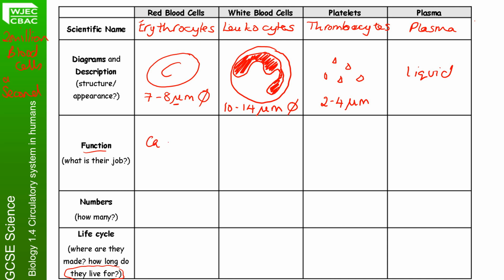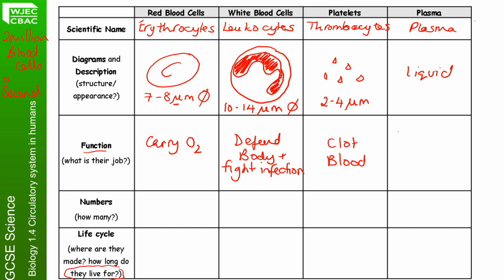So, function. Red blood cells carry oxygen. I've put it as O2. White blood cells defend the body and fight infection. Platelets help to clot the blood. And plasma transports dissolved substances.